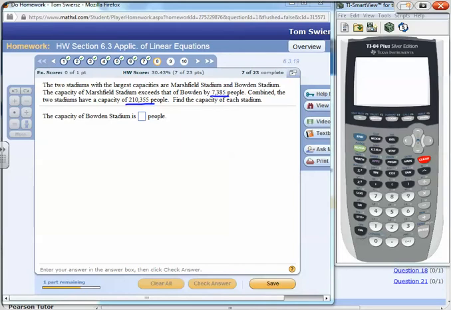Now the trick here is, usually these problems are easier to solve or set up if you let X be the one you're comparing to. So you're comparing Marshfield to Bowden. So let X be the number of people, or capacity, in Bowden. Okay?